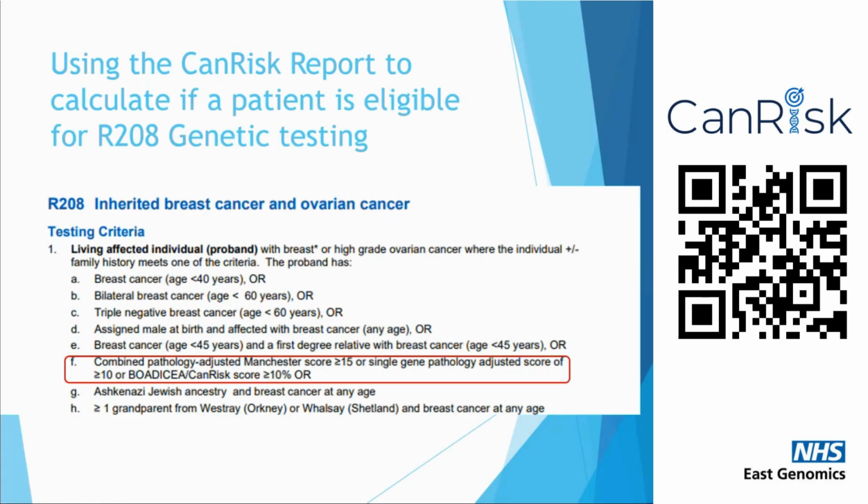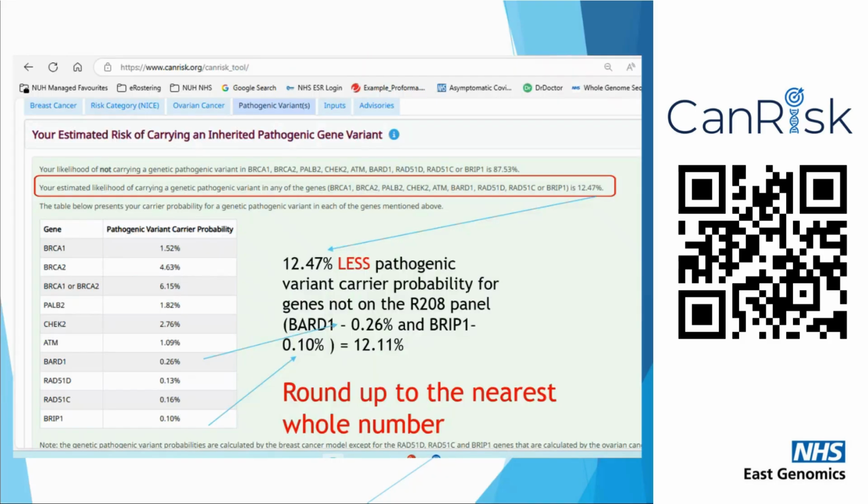So you can then use CanRisk once you've done that to calculate whether somebody would score up for genetic testing by using the mutation tab. So here's an example. If we're wanting to test somebody using R208, we've got to have a 10% or greater chance of finding a variant. For this patient in total, she's got a 12.47% chance of finding a variant in BRCA1, BRCA2, PALB2, CHEK2, ATM, BARD1, RAD51C, RAD51D, or BRIP1.